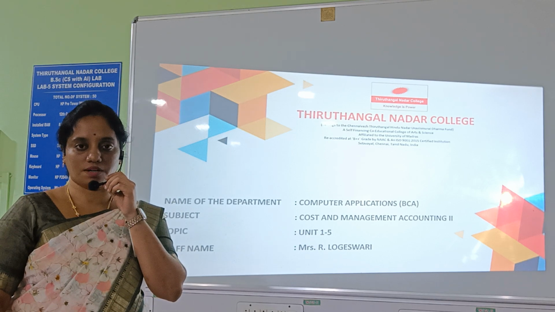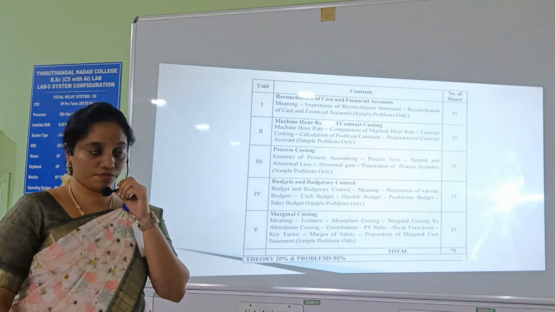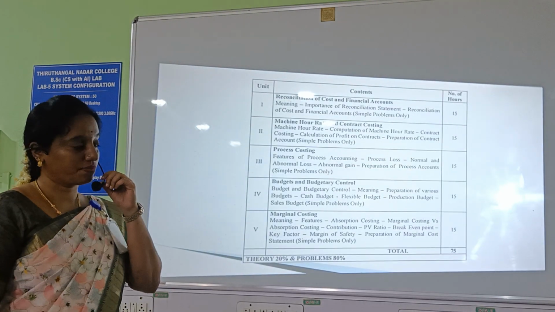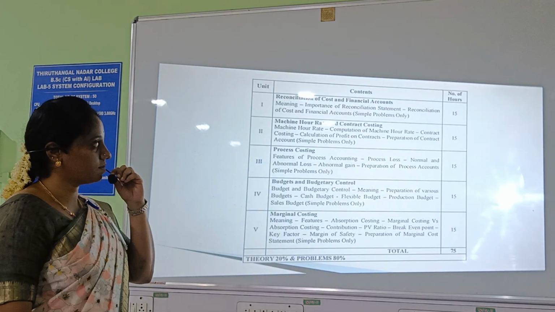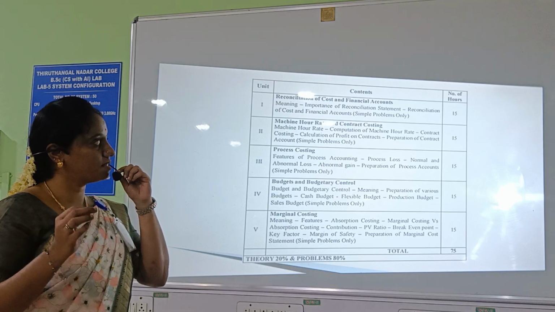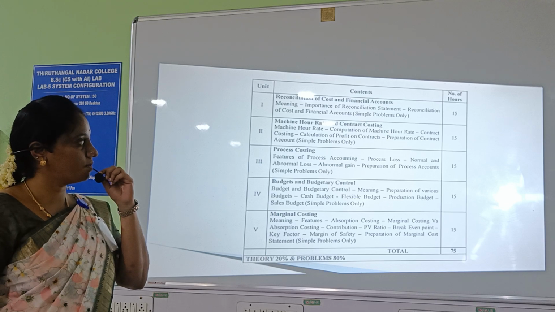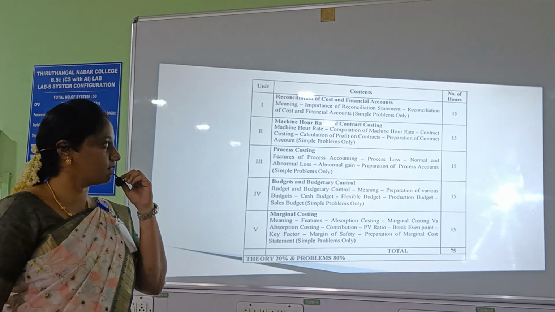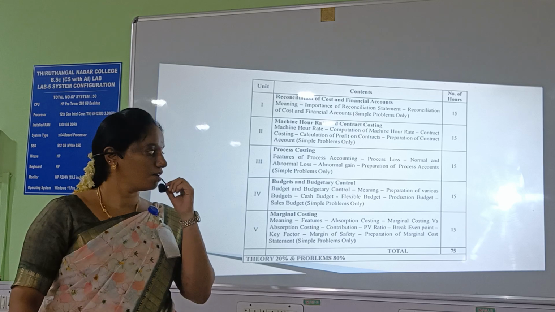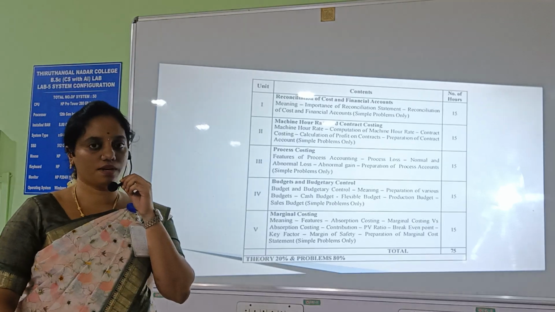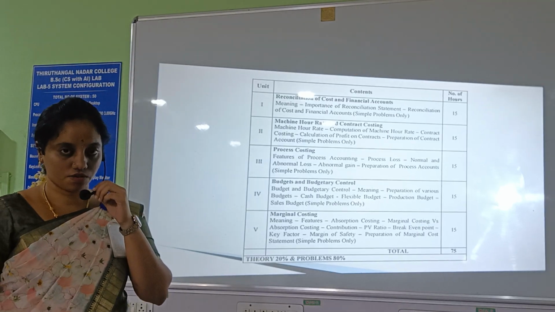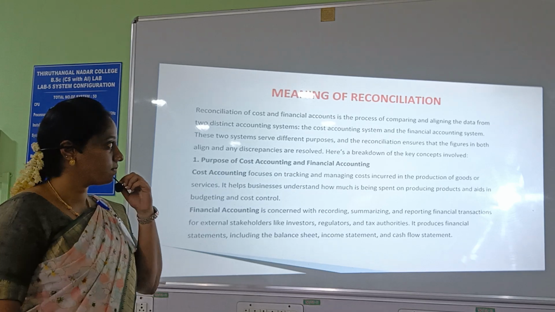I am going to take Cost and Management Accounting 2. So first we'll move on to the syllabus. The syllabus for this subject is: first unit we'll see about reconciliation of cost and financial accounts. Second unit is about machine hour rate and contract costing. Third unit is process costing. Fourth unit is budgets and budgetary control, and fifth unit is marginal costing. So we'll move on to the first unit.